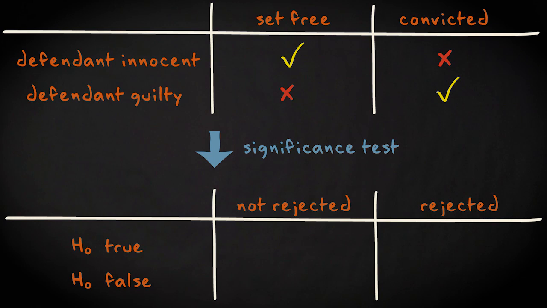This leads to 4 possible scenarios. In 2 of them, you make a correct decision. This is the case if the null hypothesis is true and you don't reject it, or if the null hypothesis is false and you do reject it. But it is also possible that you make a wrong decision. This is the case if the null hypothesis is true but you decide to reject it, or if the null hypothesis is false but you decide not to reject it. The first wrong decision is what we call a type 1 error, or a false positive. And the second one is what we call a type 2 error, or a false negative.